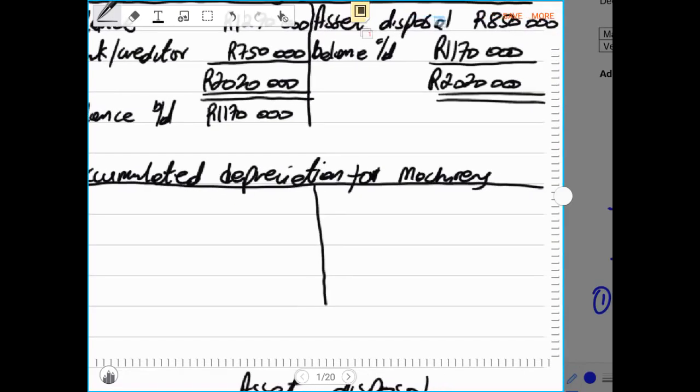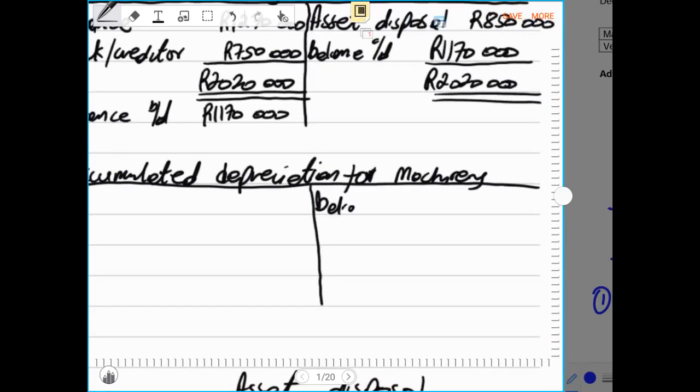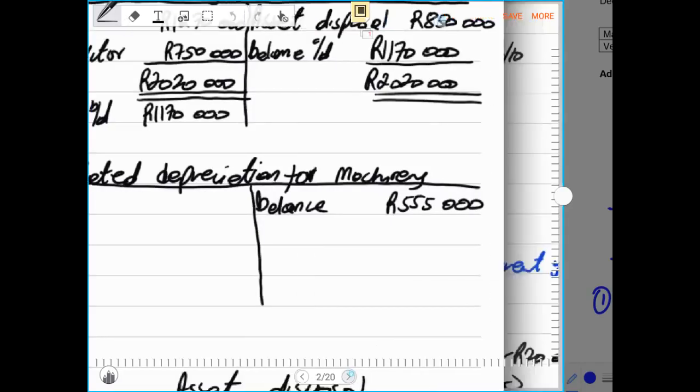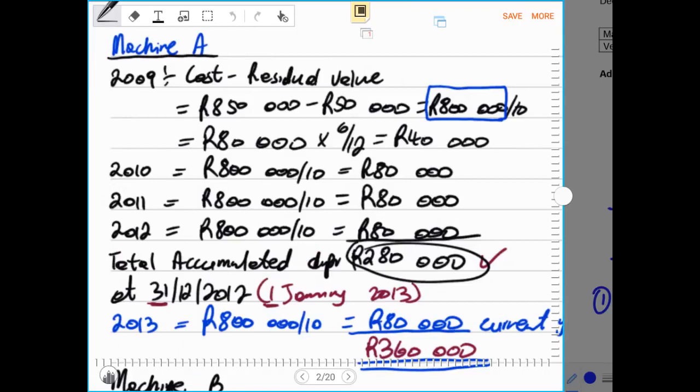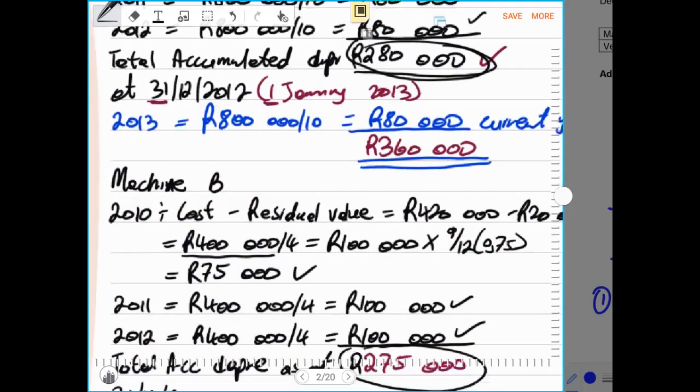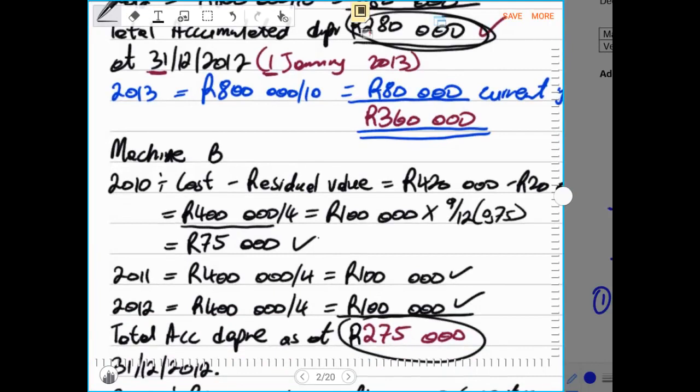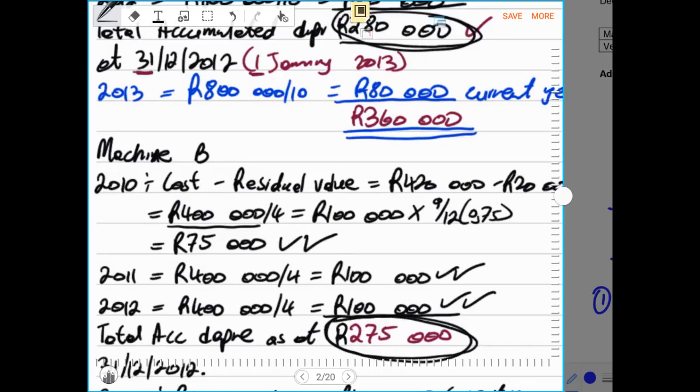Then the second ledger account is accumulated depreciation. This ledger account has an opening balance on the credit side, and the opening balance was already given. We have already calculated it as 555,000 rands. If you still remember, there was an opening balance that we were required to calculate. And that opening balance was 555,000 on the 1st of January in the year 2013, the beginning of the current year, which was made of all the depreciation for machinery A from the years 2009, 2010, 2011, and 2012. And the total was 280,000. Then we went to machine B, which was bought in the year 2010. Depreciation for 2010 was 75,000, 2011, 100,000, 2012, 100,000. And that became 275,000.